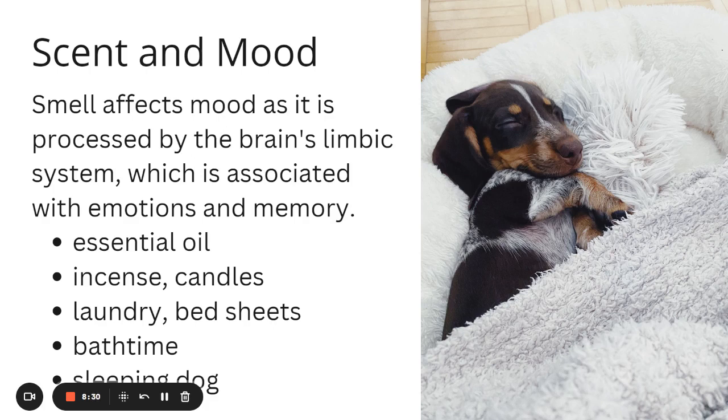Smell affects mood as it is processed by the brain's limbic system, which is the part of the brain that's associated with emotions and memory. When you smell something, it travels through the nose and is processed by the olfactory bulb, which sends signals to the brain. These signals are then processed by the limbic system, which is responsible for regulating emotions, memory, and motivation. The limbic system is closely connected to the amygdala, which we talked about before, and that's the part of the brain that's responsible for processing emotions like fear and pleasure.